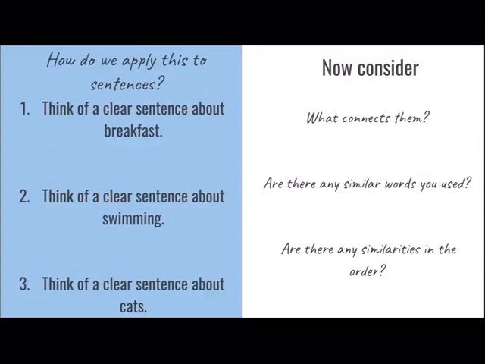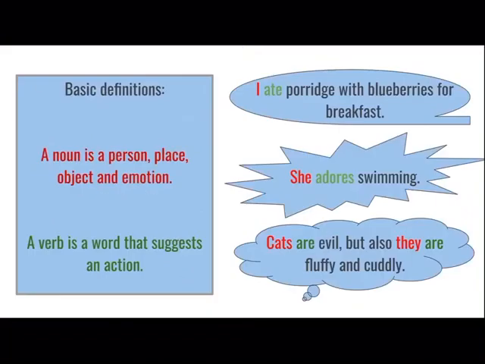Okay, so we're going to move on to 3 sentences I've come up with. So you can see, I ate porridge with blueberries for breakfast. That is a fact. I did do that and I highly recommend it. But more importantly here is the fact that that sentence contains a noun, or actually more than one noun, but it contains a noun that we call a subject and a verb. So I is the subject, so the noun that is doing the action.